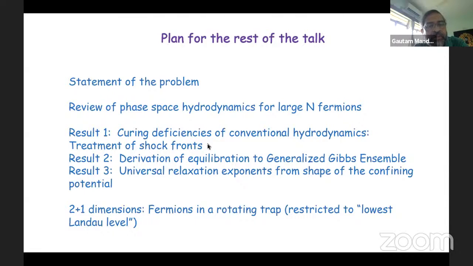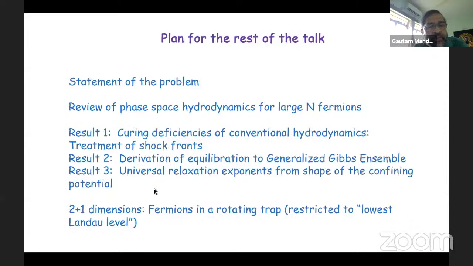So we will cure the deficiency of conventional hydrodynamics by appealing to methods we have developed from C = 1. And we will go beyond the formation of the shock fronts, and we will in fact find equilibration. So we will find equilibration to the generalized Gibbs ensemble, GGE. We will hopefully have time to give you a little glimpse of a proof of this. And then we will also find universal relaxation exponents from the shape of the confining potential.